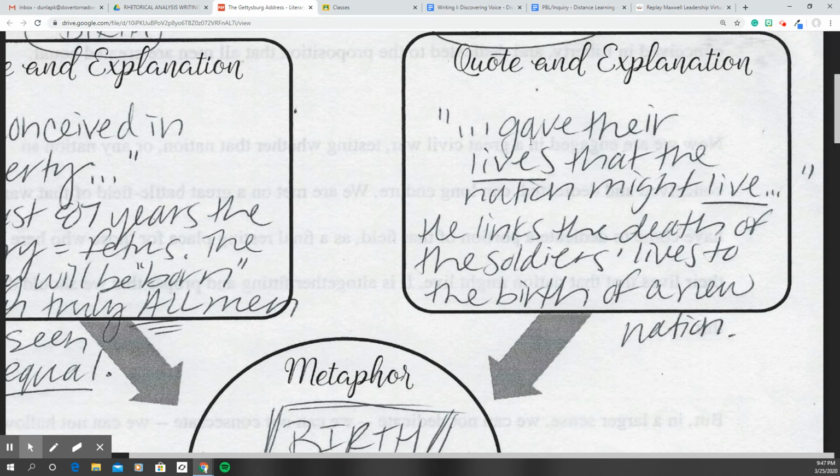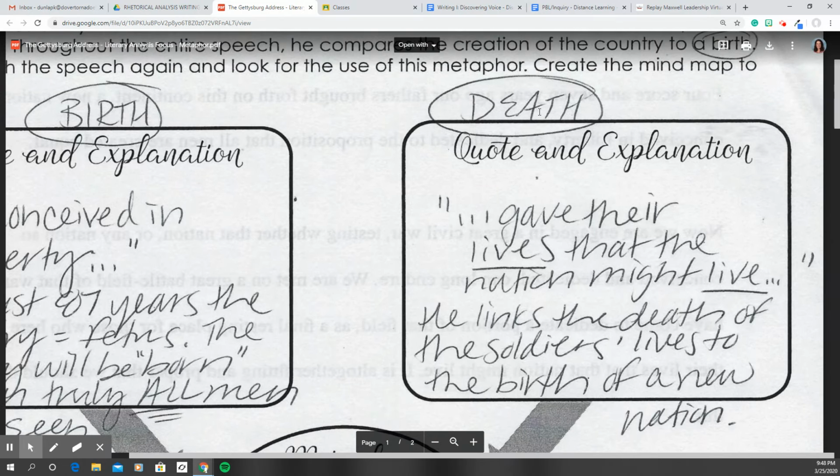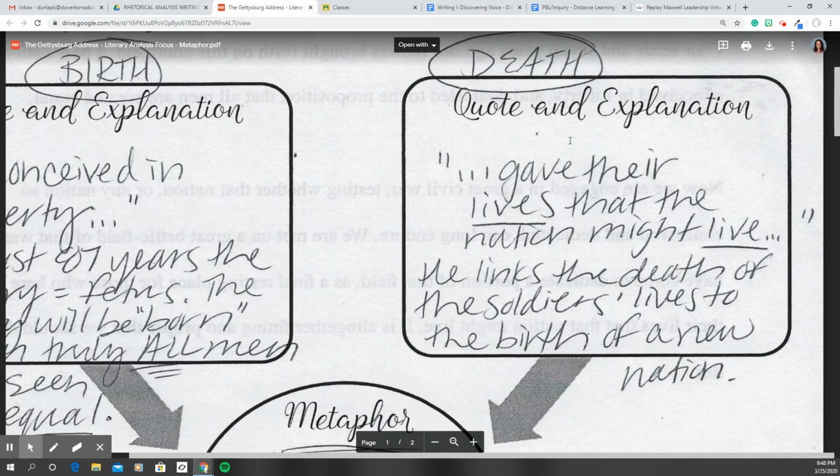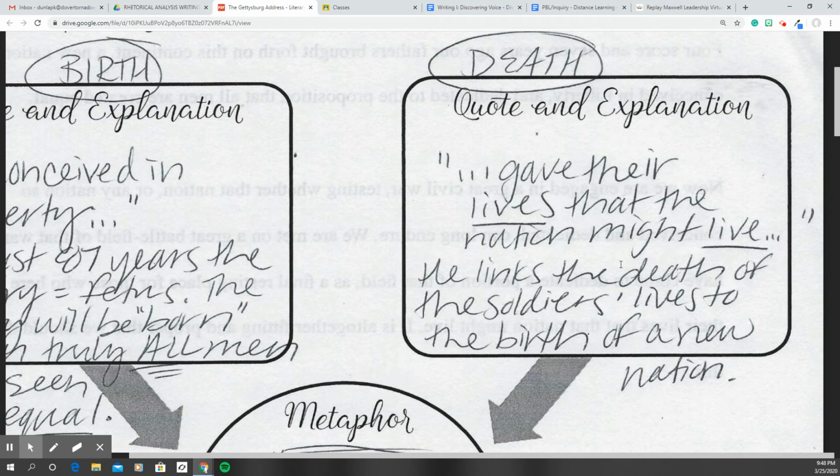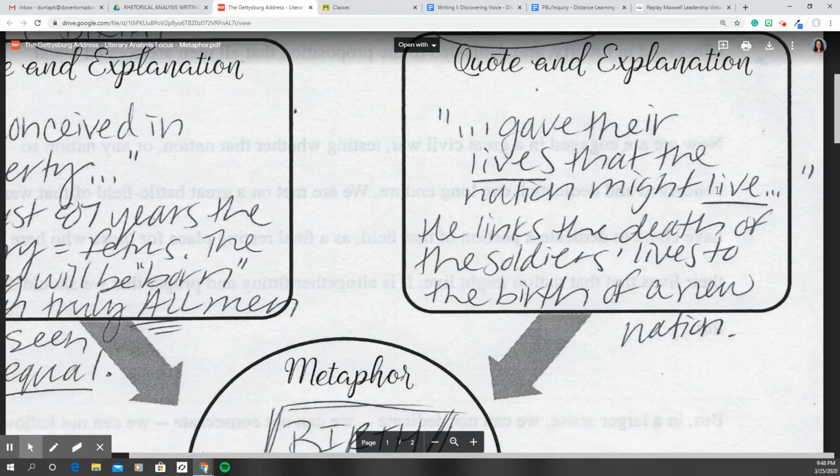So this is the quote. If you look in your speech, it's in the second paragraph, third sentence: we have come to dedicate a portion of that field as a final resting place for those who here gave their lives that the nation might live. We're going to a different metaphor here on death, but birth and death, life and death go hand in hand. If you want to copy this down, copy that partial quote.